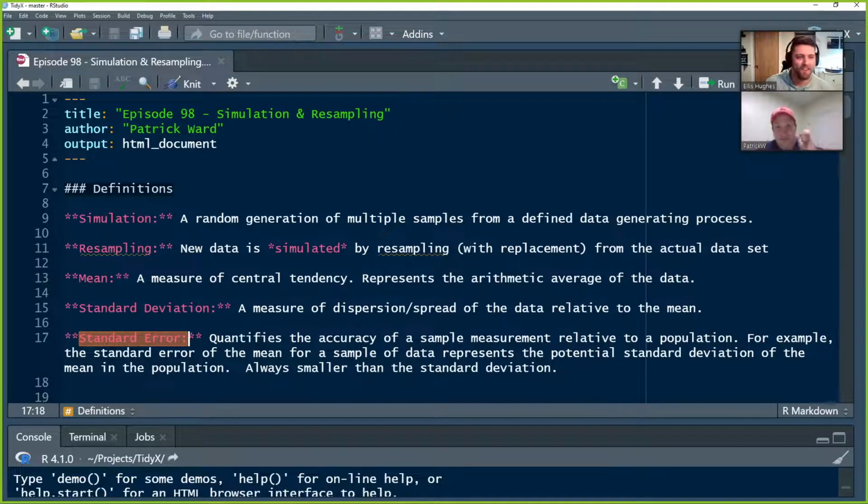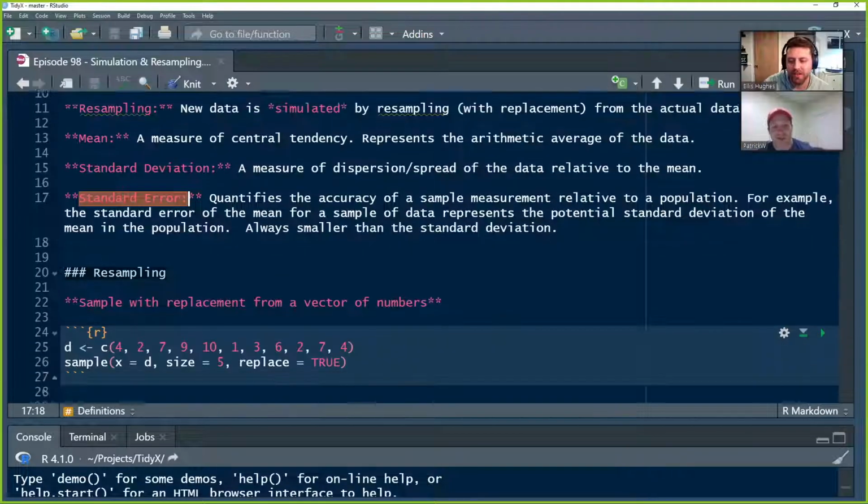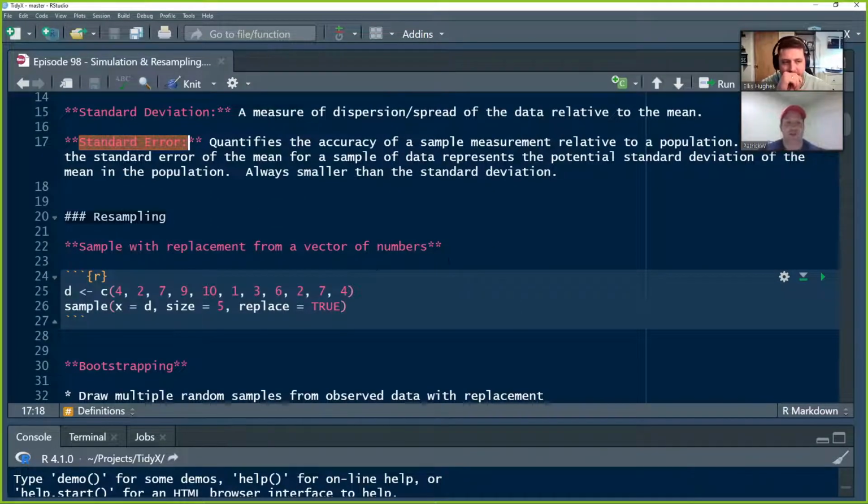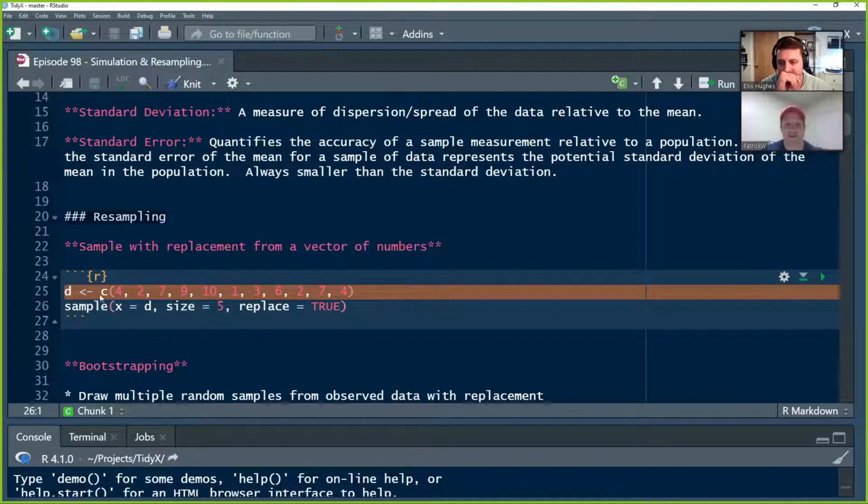So lots of fun stats topics right here. It works a lot easier if we actually try and sort these things out. So let's go through resampling first. Yeah. So resampling, you love the sample function. Take us through it. All right.